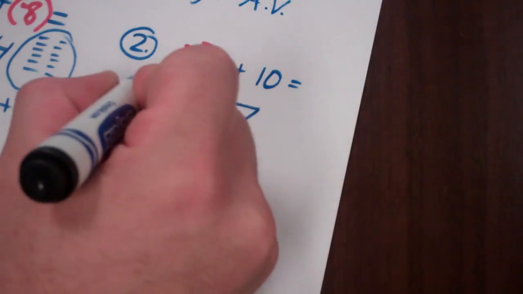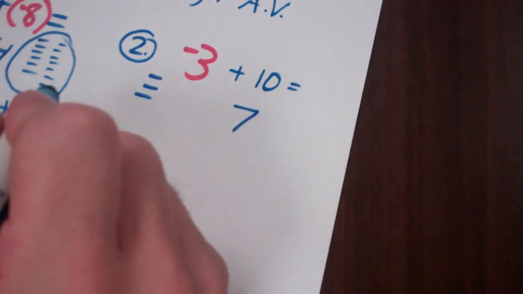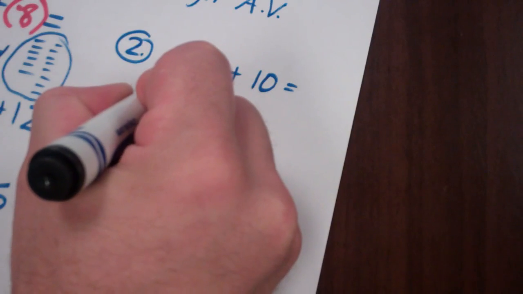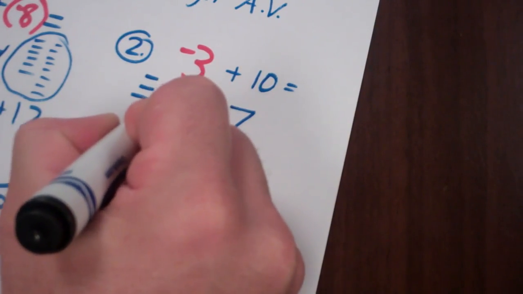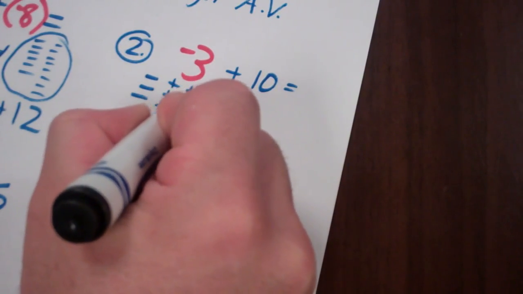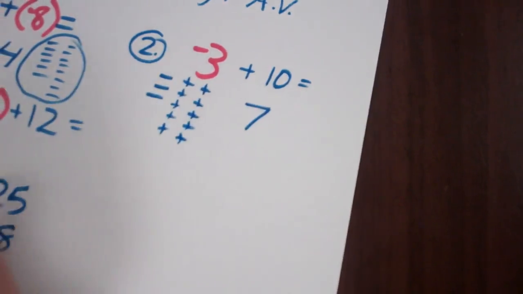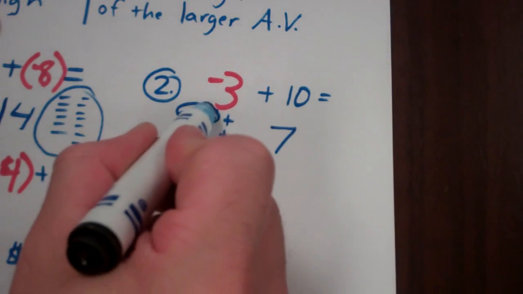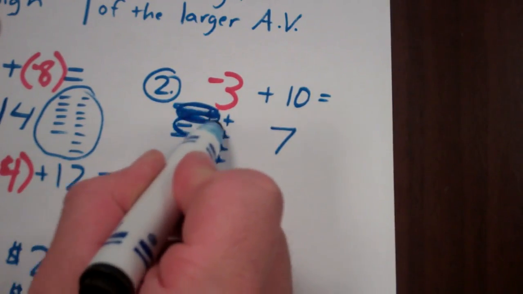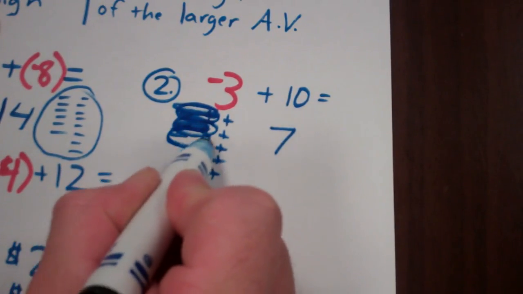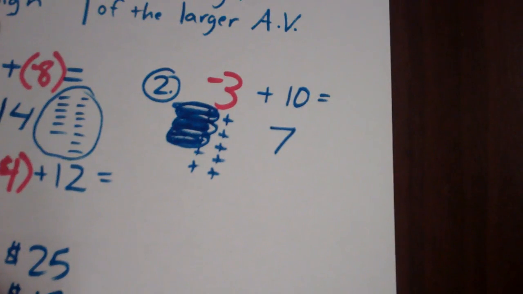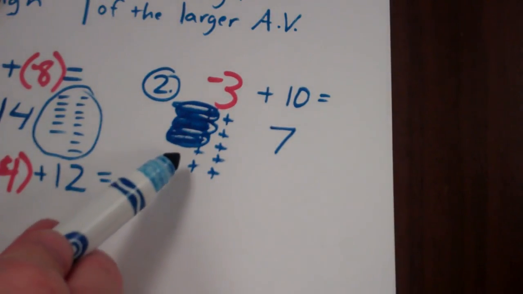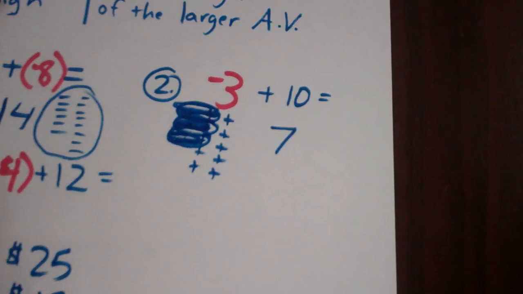This would look like this. 3 negatives. 1, 2, 3. And 10 positives. 1, 2, 3, 4, 5, 6, 7, 8, 9, 10 positives. Well, a negative and a positive are what we call a zero pair. They cancel each other out. And what am I left with after those cancel out? I'm left with 7 positives.